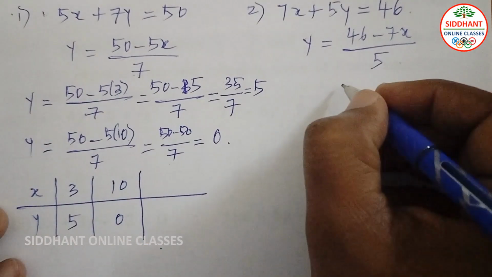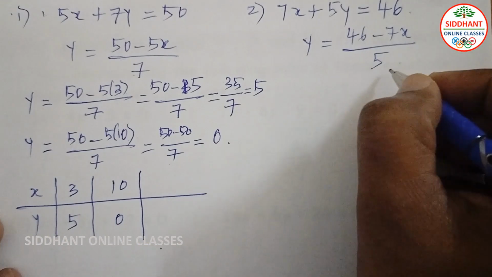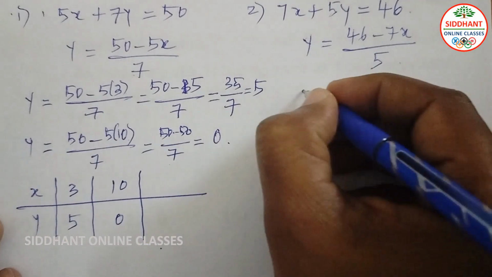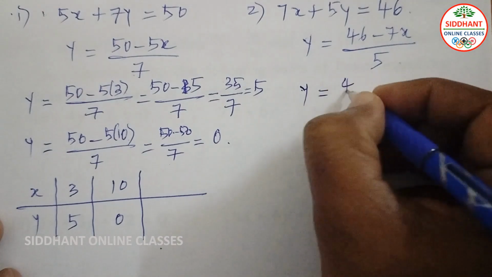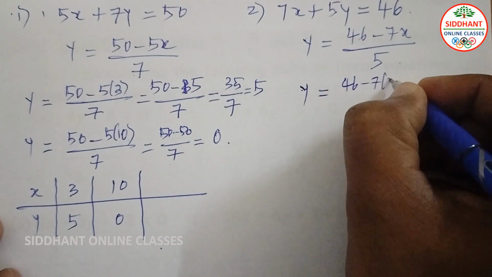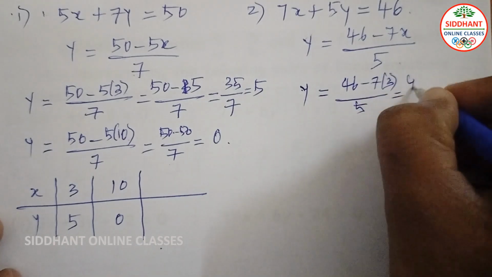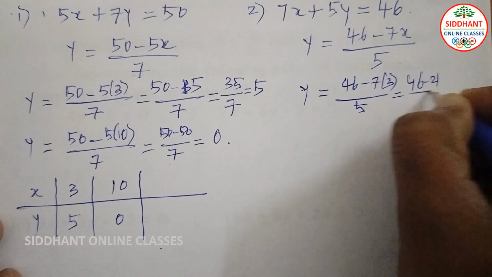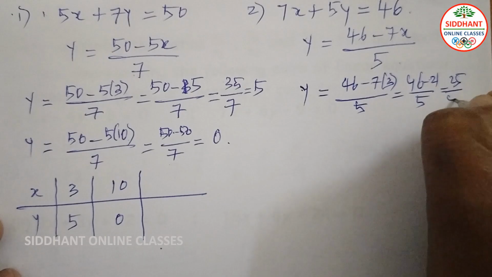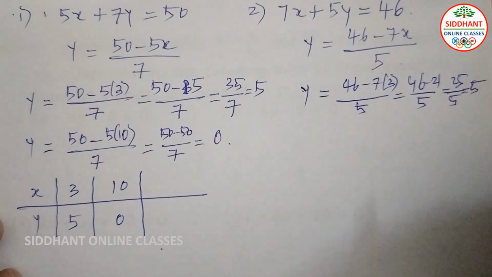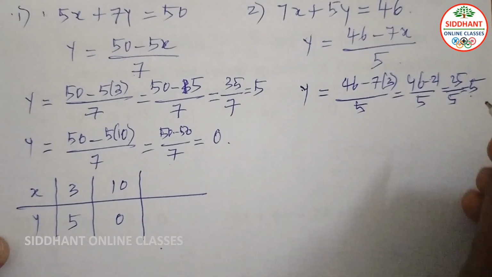So now the second equation, y equals (46 minus 7x) by 5. Here, when we put the x value as 3, we get 46 minus 7 into 3 by 5. That means 46 minus 21 by 5, so that will be 25 by 5, which equals 5. So when x is 3, y will be 5.